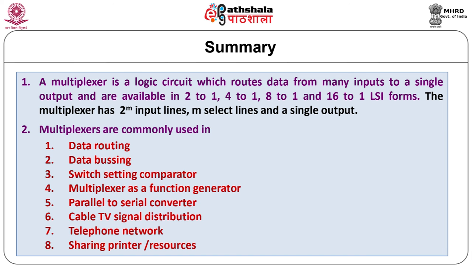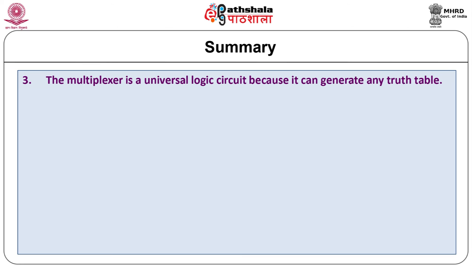There are many applications of the demultiplexers. Some of them are listed here. The more popular applications we did not discuss are parallel to serial converter, cable TV signal distribution, telephone network, as well as sharing the printer and resources. A multiplexer is a universal logic circuit because it can generate any truth table.